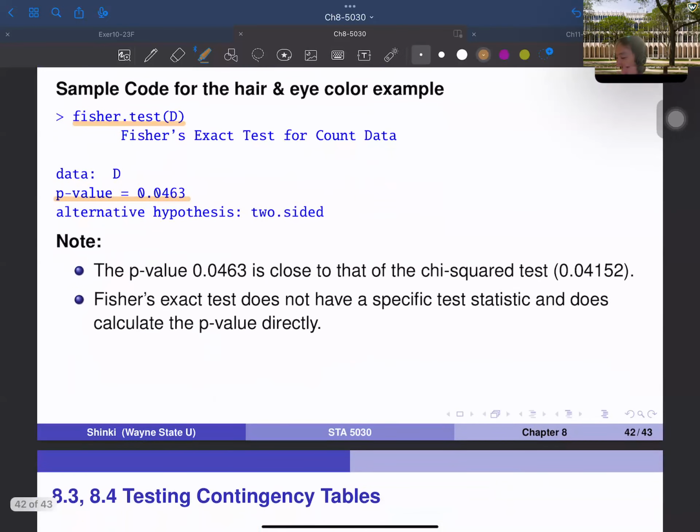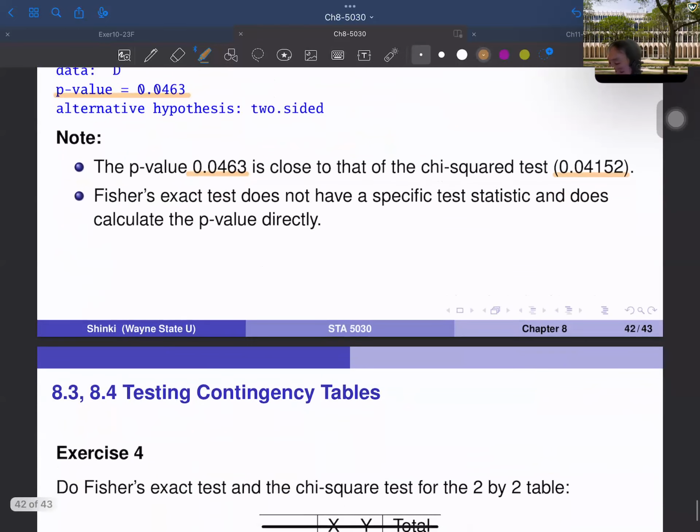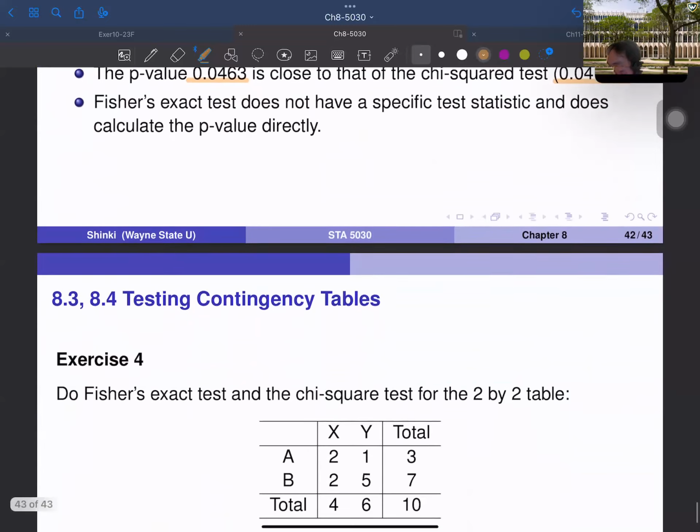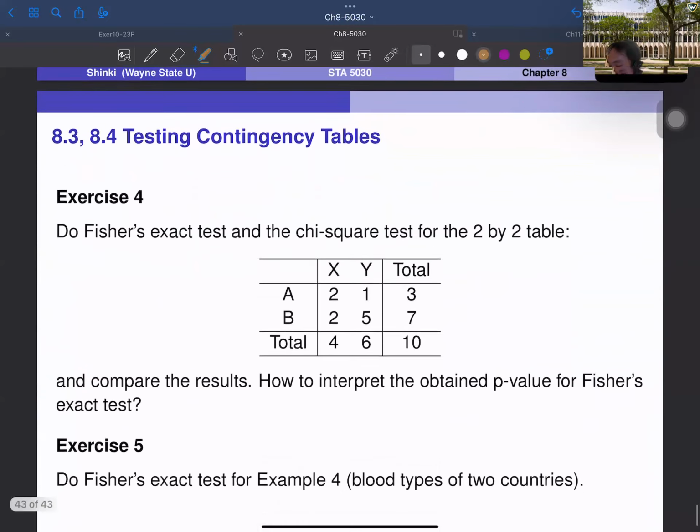So for the chi-square, we got this test statistic, and from Fisher's exact test, we got this p-value, and these are similar because the number of observations are reasonably large for those tables. The smallest expected value is 3.6, and the largest is like 50. So that's it for this section.